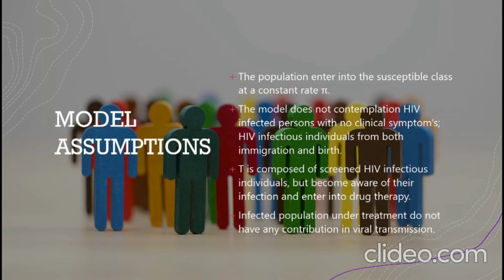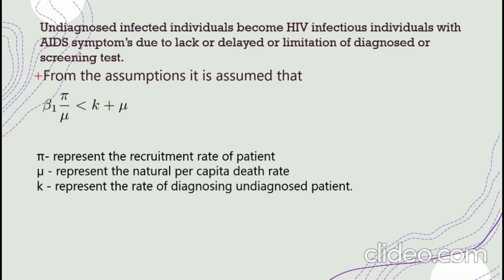Model assumptions. The assumptions of this model include the population enters into the susceptible class at a constant rate pi. The model does not contemplate HIV-infected individuals with no clinical symptoms. HIV-infected individuals come from both immigration and birth. T is composed of screened HIV-infected individuals who become aware of the infection and enter drug therapy. The infected population under treatment does not contribute to viral transmission.